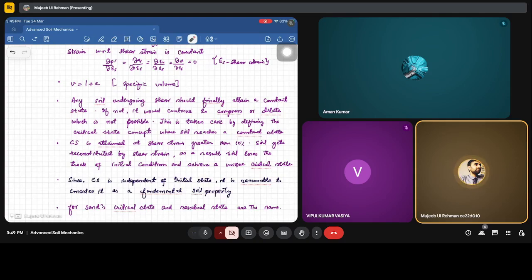Now, any soil undergoing shear should finally attain a constant state. If not, it would continue to compress or dilate, which is not possible. Now, the thing is, for example, we have a soil sample, correct? Why should it reach the critical state? What is the need of the soil to reach the critical state? Or is any state possible beyond the critical state?